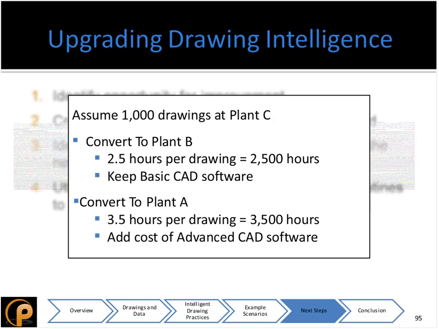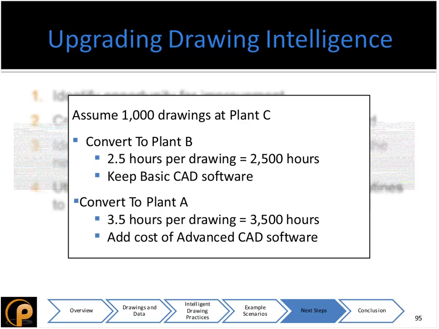And just to give a quick basis of this, you can assume 1,000 drawings on plant C. And just the order of magnitude we're talking about, I mean, you can imagine a couple hours per drawing to do this upgrade. So I have estimated 2.5 hours per drawing to convert to plant B, and 3.5 to convert to plant A. So it takes a little bit extra time when you're using more intelligent standards to initially set up your drawings. Plus, converting to plant A, you have the cost of your advanced CAD software.